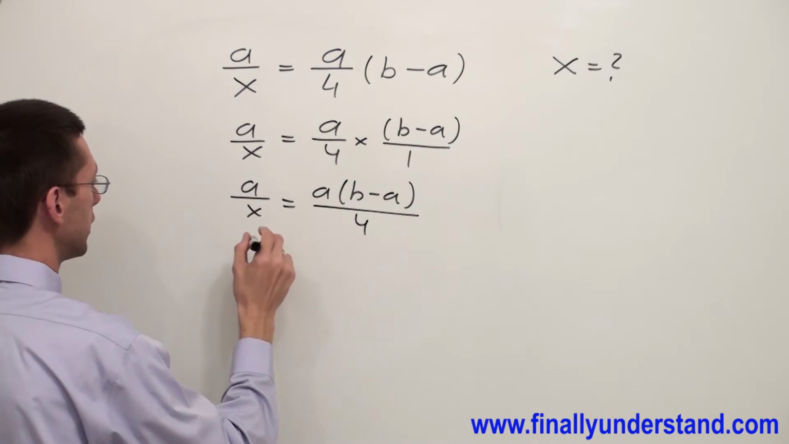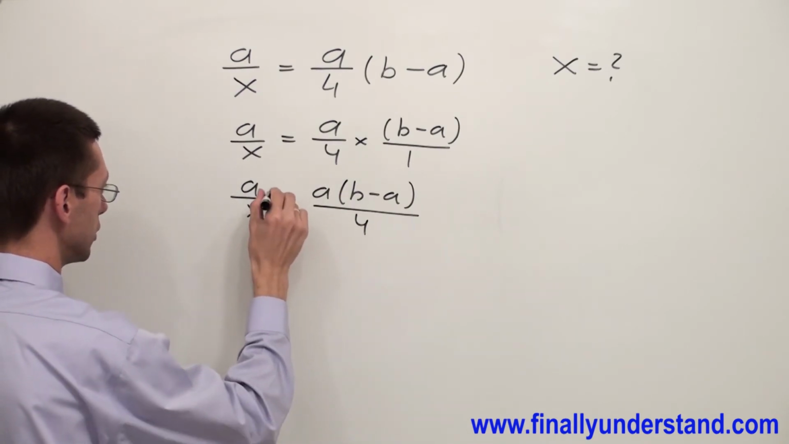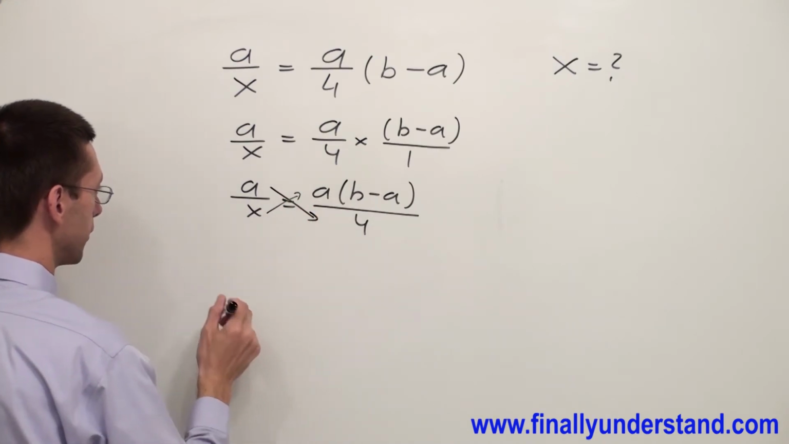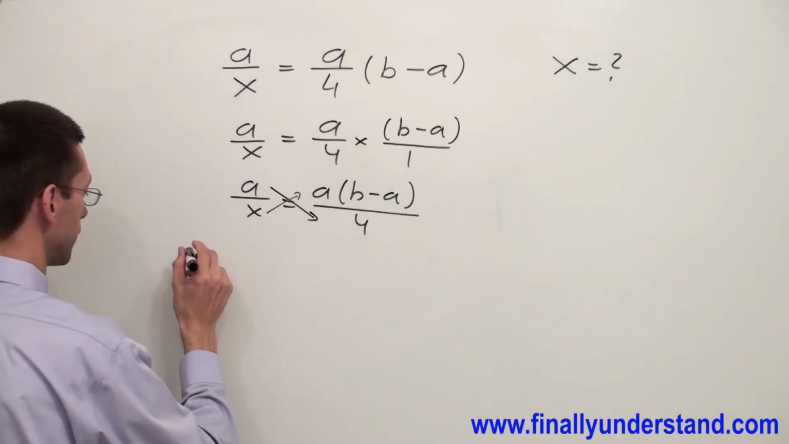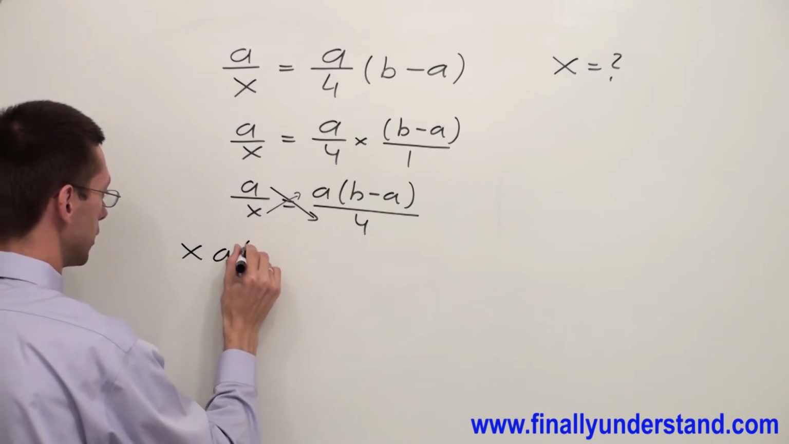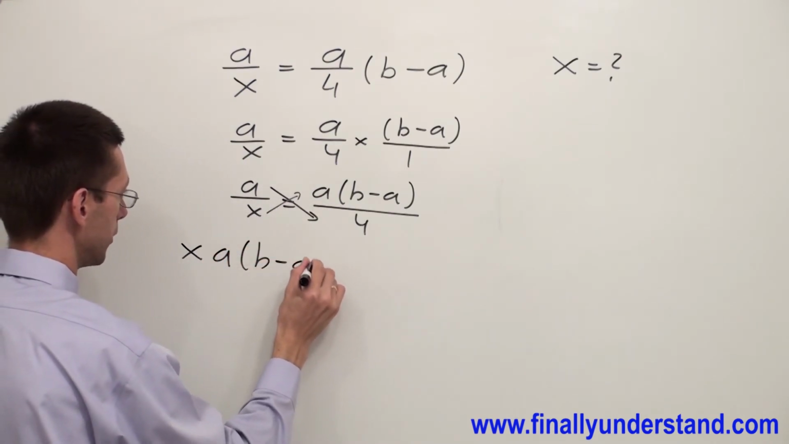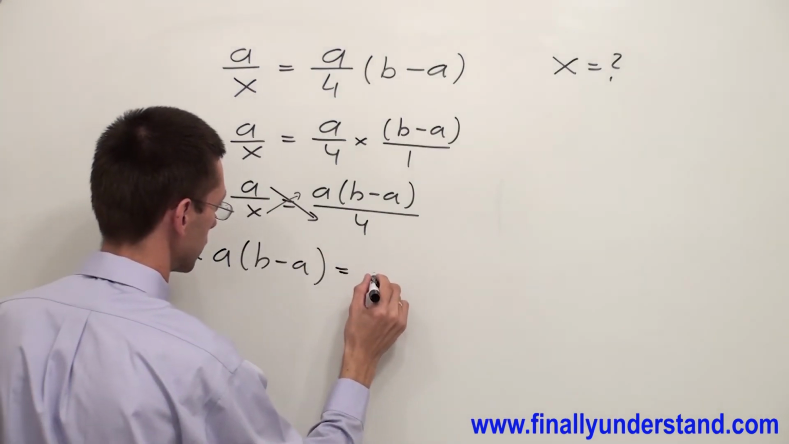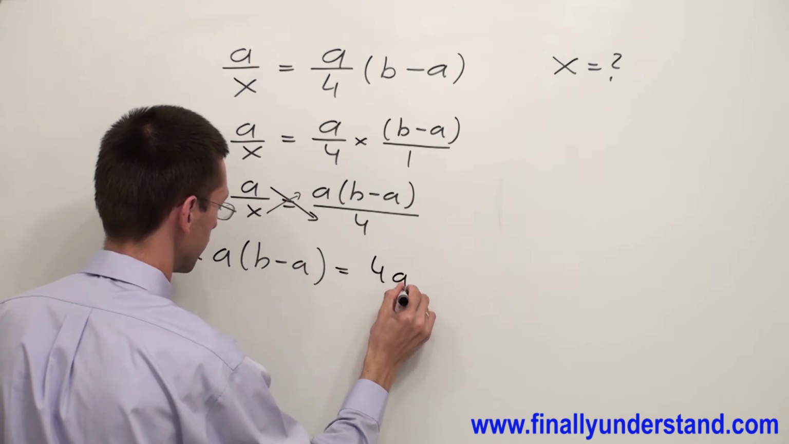If I want to find x, and this is a proportion, remember, anytime we want to eliminate a proportion, we have to do cross multiplication, okay? That's why I'm going to have x times a times b minus a equals a times 4, which is going to be 4a.